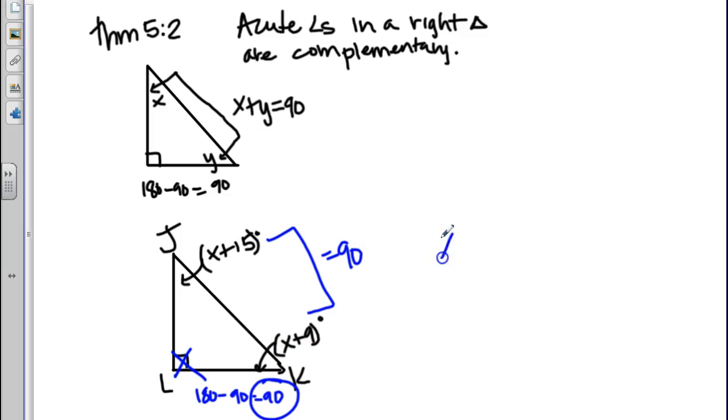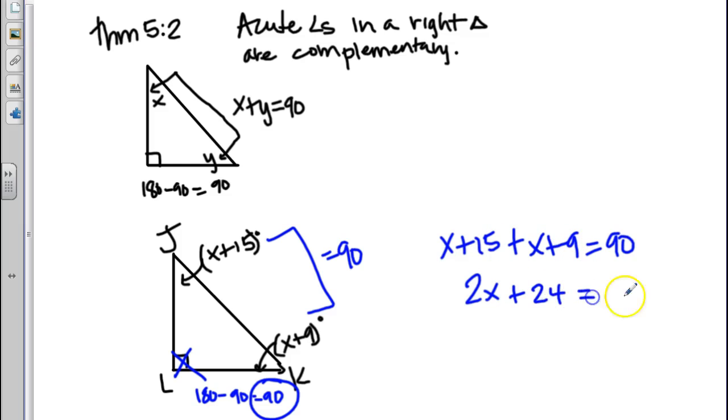So let's make an equation. x plus 15 plus x plus 9 equals 90. I can see on this side that I have two x's, x and x, and then I have a positive 15 and a positive 9. So I'll push those together. Now I'll solve this two-step equation. I'll subtract 24 and then divide by 2. Subtracting 24 from both sides, 2x equals 66. So x is 33.